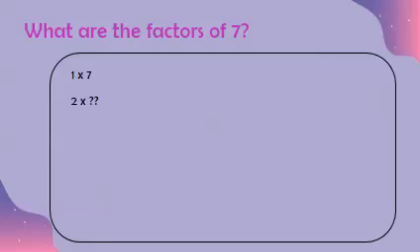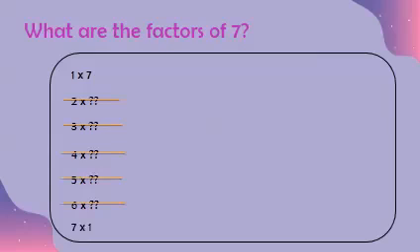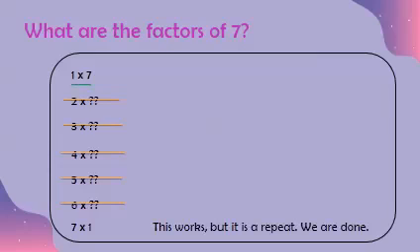2 times what equals 7? It will not work out, so we cross it. 3 times what? It's also not going to work out, so we cross it. 4 times nothing. Also 5 times nothing. 6 times nothing. But 7 times 1. But no, wait, you already wrote 1 times 7. So what you have to do is cross out the 7 times 1, and you are done. So the only factors of 7 are 1 and 7.